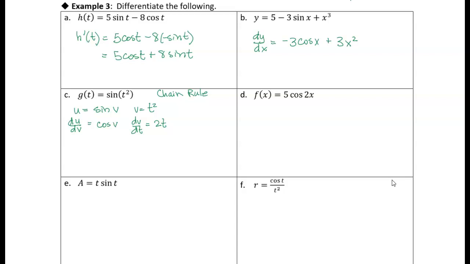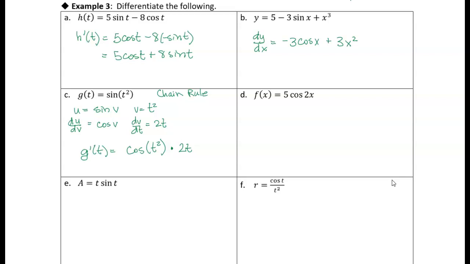So then we can put that all together using the chain rule. So g prime of t is equal to the derivative of the outside function with respect to v. So we have the cosine of v, and v is t squared, so I'm just going to replace it with t squared, times the derivative of the inside function, 2t. Okay? That's all there is to it.